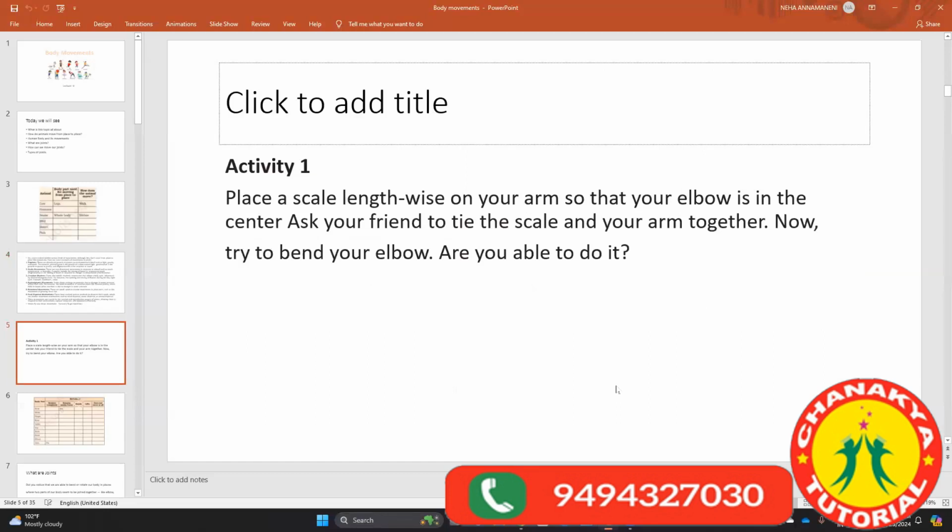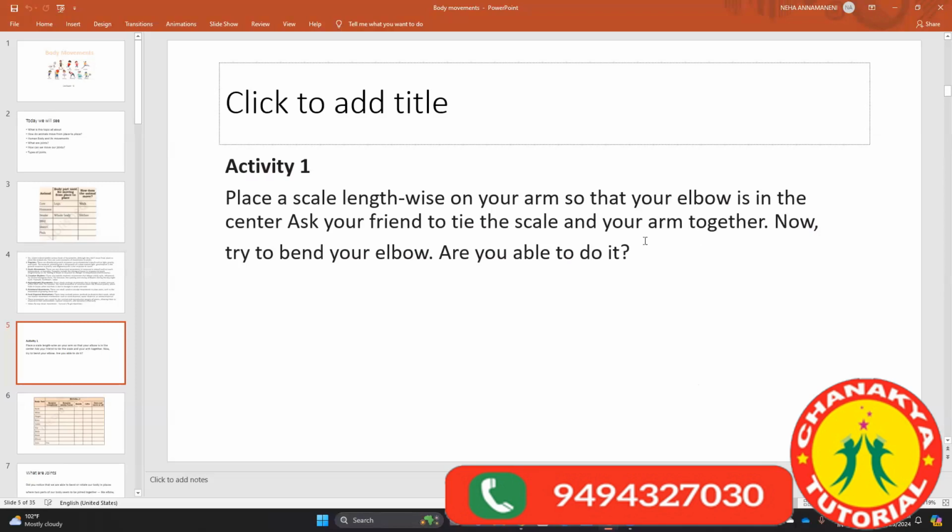So this is an activity. Place a scale lengthwise on your arm so that your elbow is in the center. Ask your friend to tie the scale and your arm together. So he's telling you that you need to place a scale vertically on your hand, and then tie it with the help of your friend.